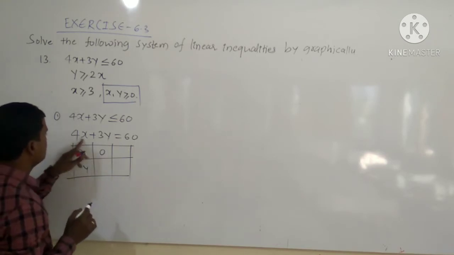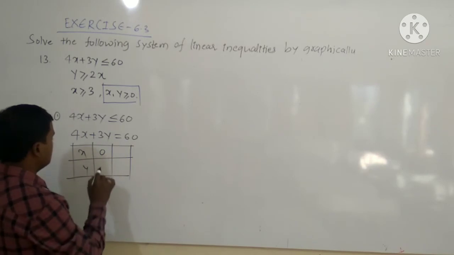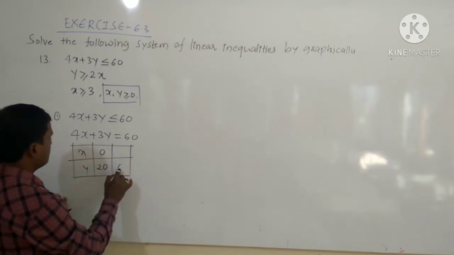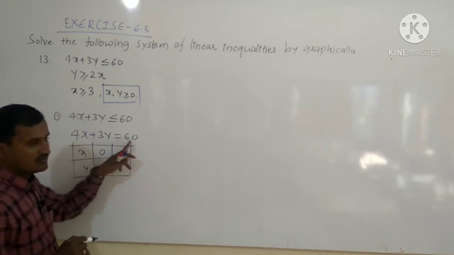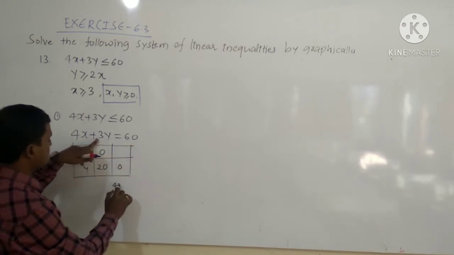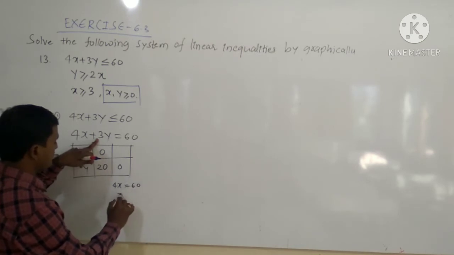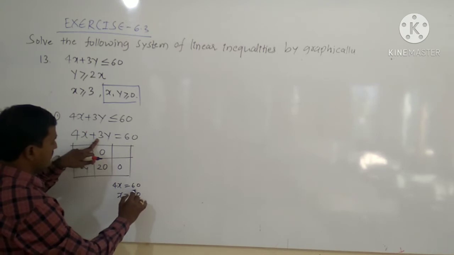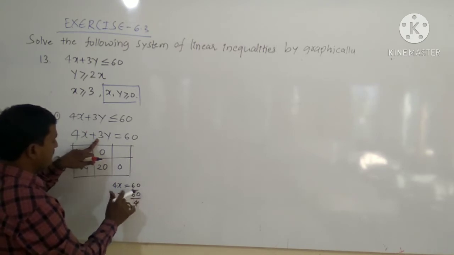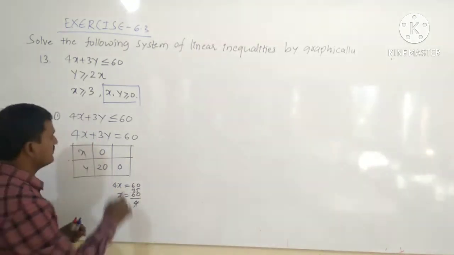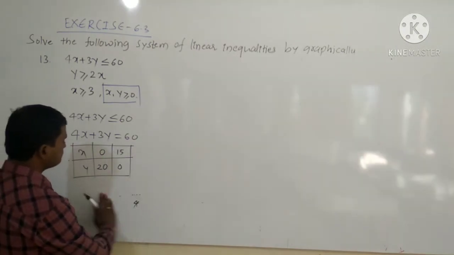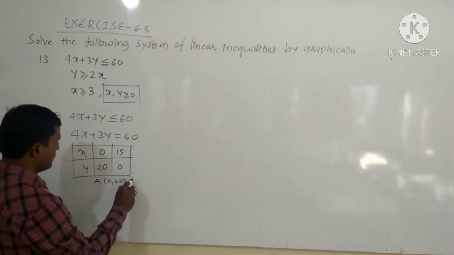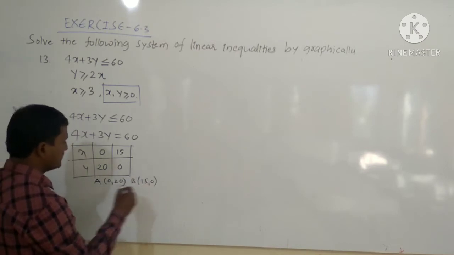Put the value of x equal to 0, the value of y is 20. Okay, right. So put the value of y equal to 0, then 4x is equal to 60 and x equal to 60 divided by 4, which is 15. So the point A is 0 comma 20, point B is 15 comma 0.